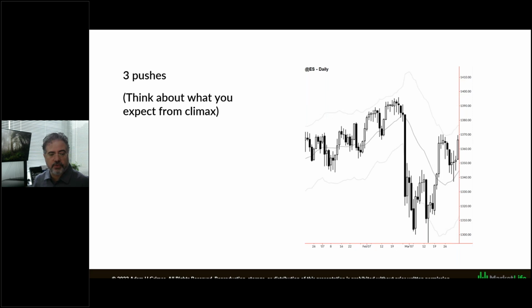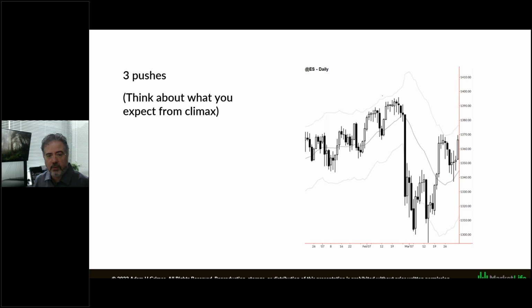Three pushes. So the idea behind three pushes is you have a market that's trending, and then it makes three symmetrical pushes in the trend direction, and that frequently marks a high. The problem with three pushes is, as I said, it can easily be, how are you counting here? 1, 2, 3, 4. So maybe we were 4 pushes.